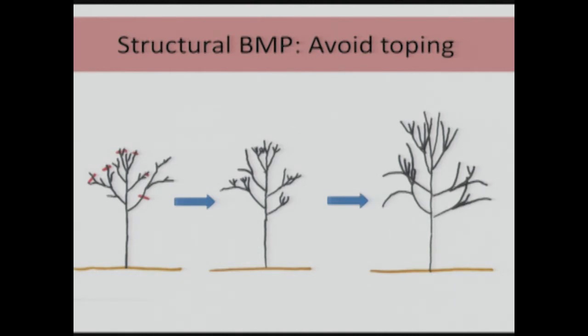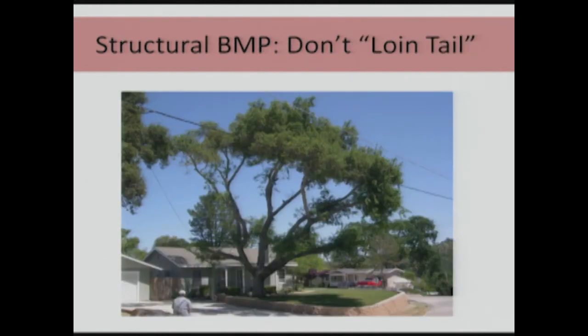So we want to avoid topping trees. We want to make instead proper removal and reduction cuts to control their size, if that's the goal. Okay? And then kind of the old standard of bad pruning, the lion's tailing of a tree, right?